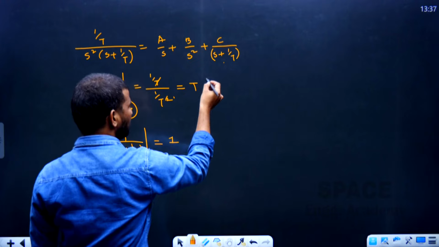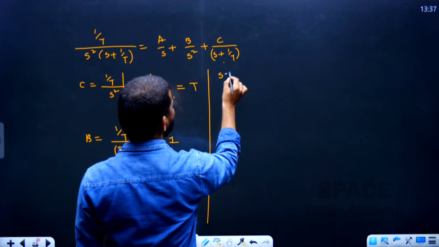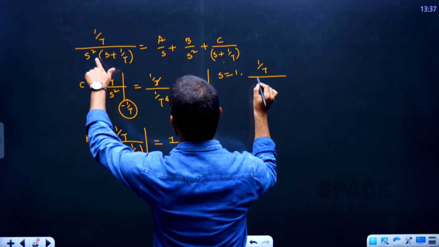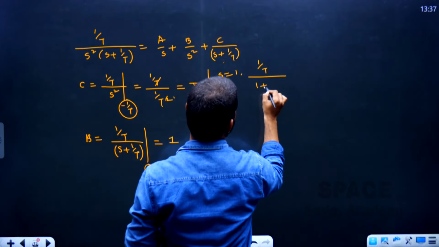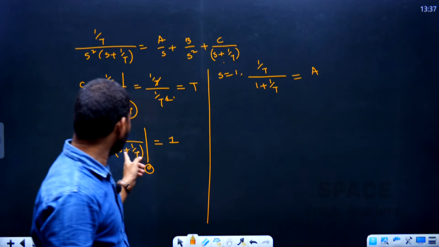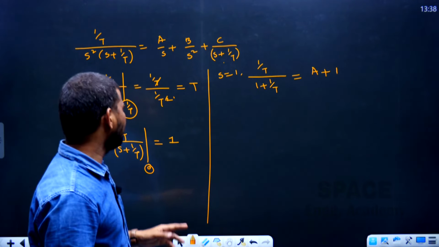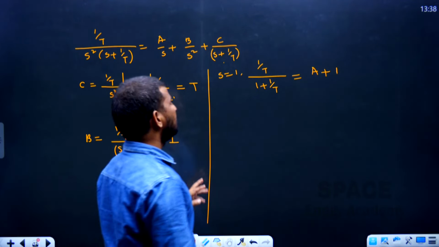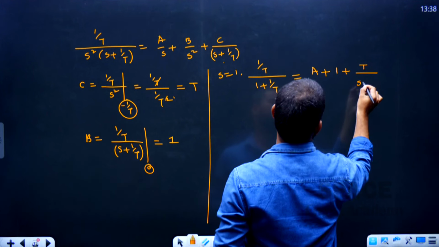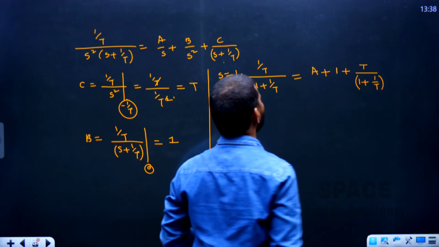For the calculation of A, I am going to substitute the S value here. Let me substitute S is equal to 1. On the left hand side, we get 1 by tau divided by 1 into anything, which is the same value, 1 plus 1 by tau. On the right hand side, A by 1 will be A only. B is already known, B is 1. So B by 1 square is also 1. Plus C is T, thereby plus T by S plus 1 by T, where the S value is 1, therefore 1 plus 1 by T.